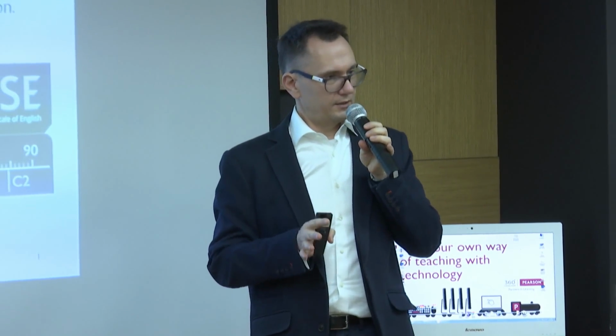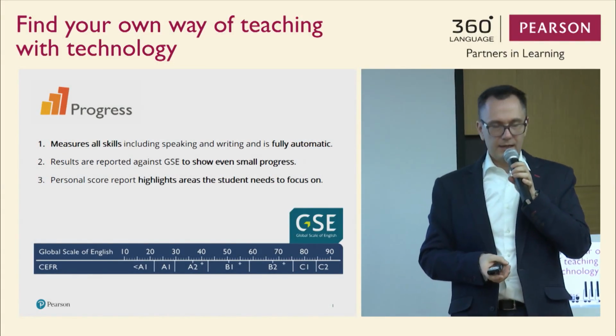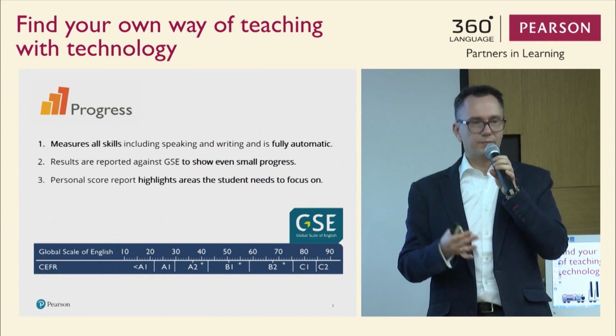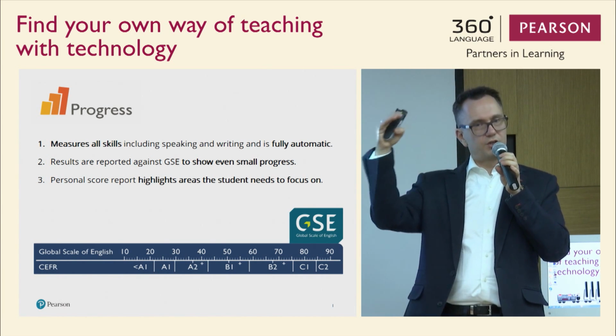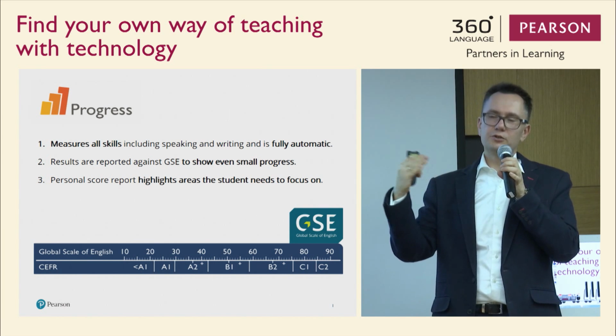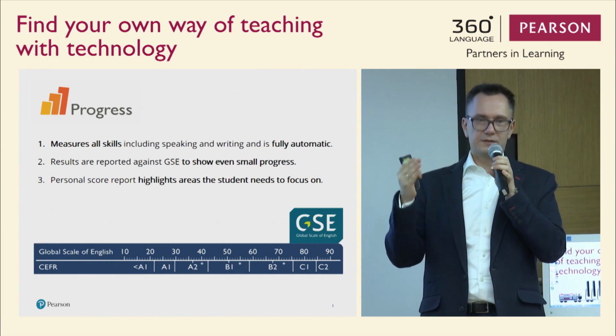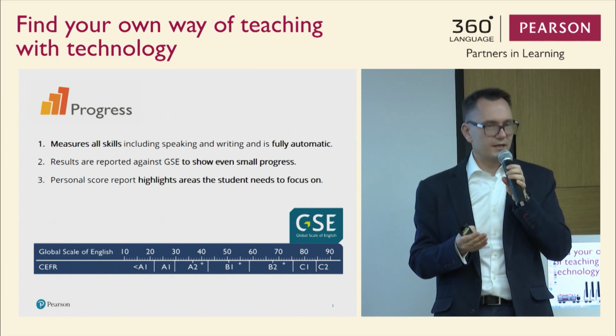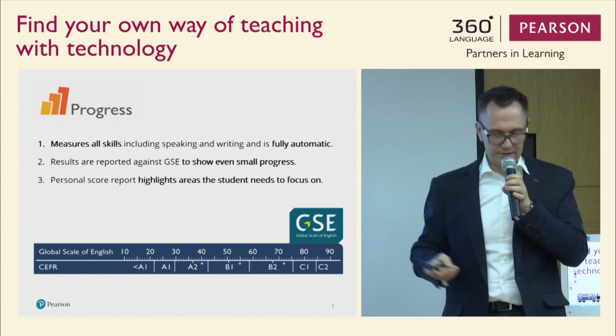So, to sum up the information about progress, we can say that, first of all, it's automatic, but it also measures all skills, including speaking and writing. The results will be reported on the GSE scale, which means that the information is going to be very, very precise. And the student is also going to get a personal report with all the scores, but in addition to that, with the information on what he should still work on. All right, so there's this kind of formative feedback that we are giving in addition to this numerical information.